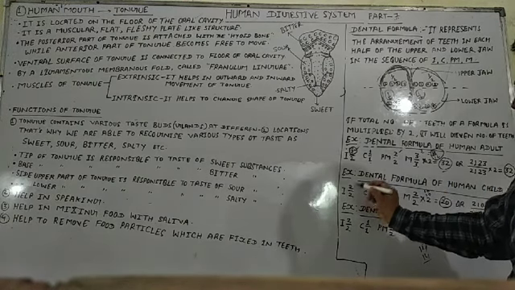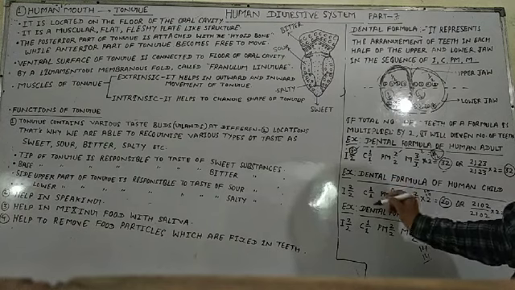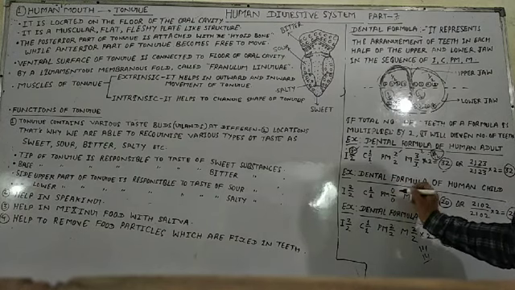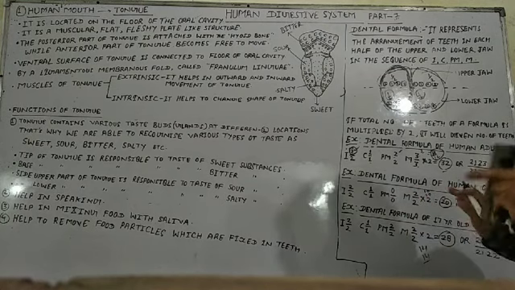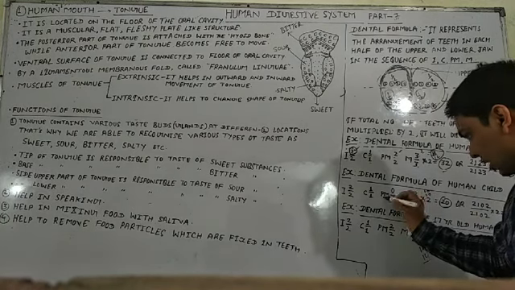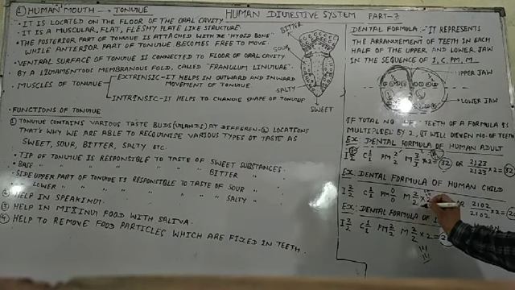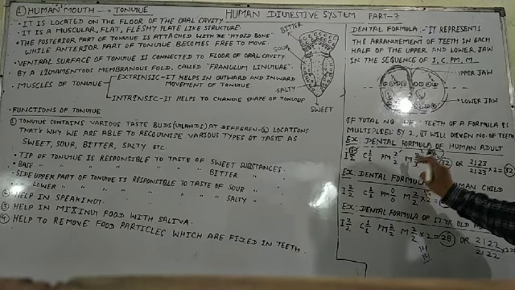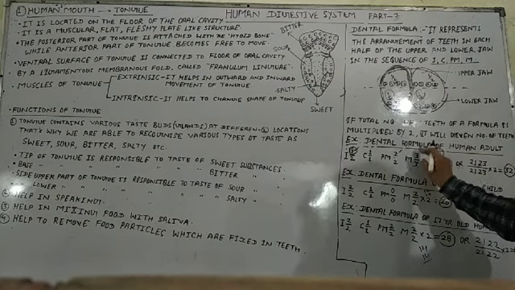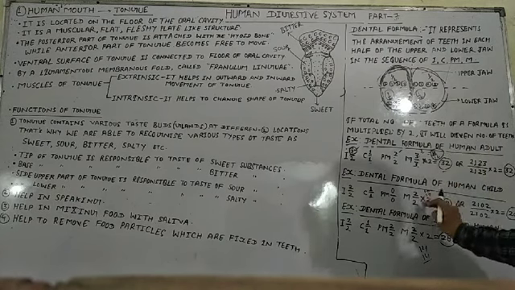So what is the dental formula of a human child? Incisors are the same, 2 by 2, canines are the same, 1 by 1. Premolars are not the same. Premolars are not found in a human child, so the premolar number is 0. Here the molars are 2 by 2, while the molars in human adults are 3 by 3. Here one molar is less.